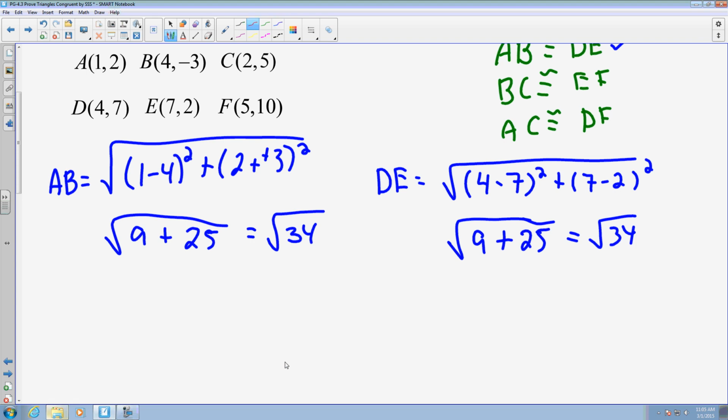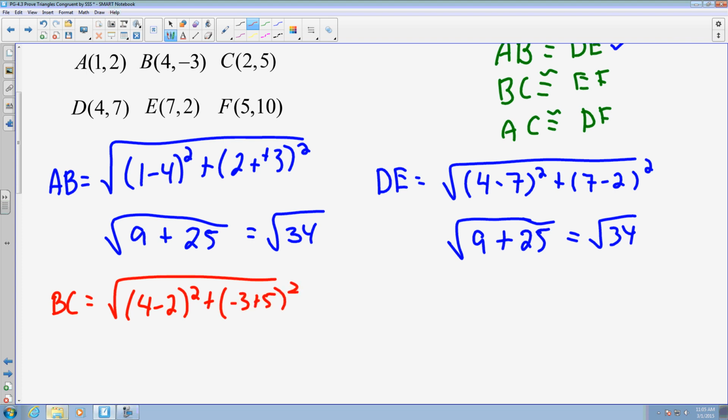So BC, use the distance formula. So I'm going to say that it's going to be 4 minus 2 squared plus negative 3 plus 5 squared. 4 minus 2 is 2. 2 squared is 4 plus negative 3 plus 5 is 2. 2 squared is 4. So this gives me the square root of 8.